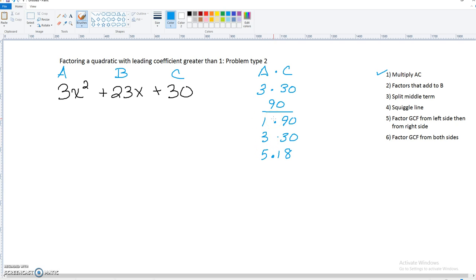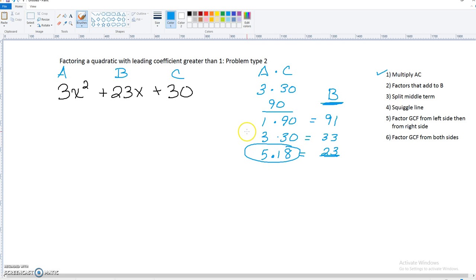I don't know if there's any more, but let's see if what we've got works. So if we add these together, that gets us 91. We add these together, that gets us 33. And we add these together, that gets us 23. And now we need to figure out what B is, because it needs to be the same as our B. Our B happens to be 23. So 23, that means these are the only factors that'll work.